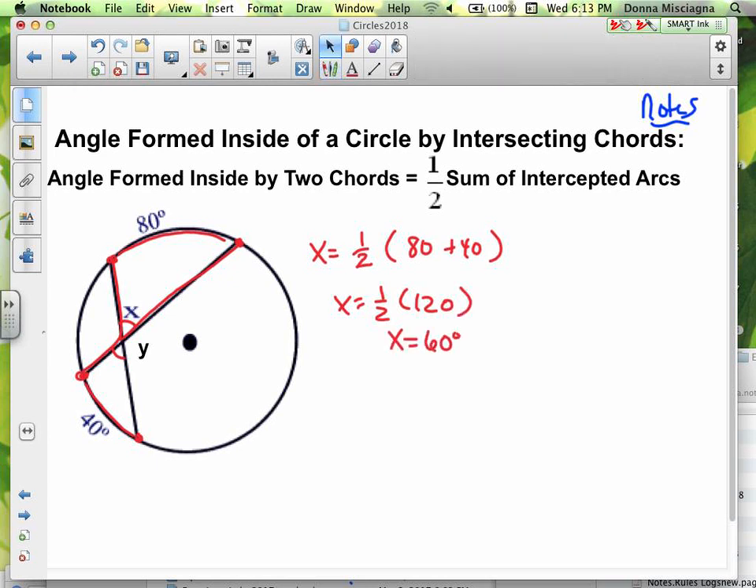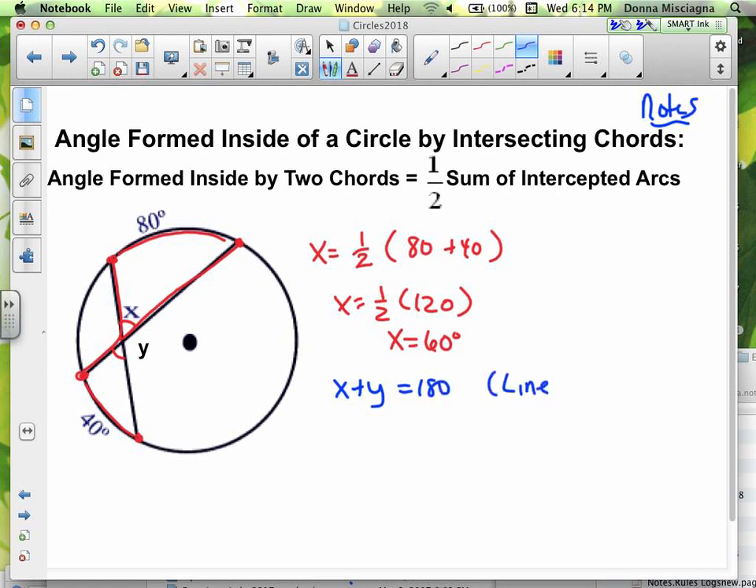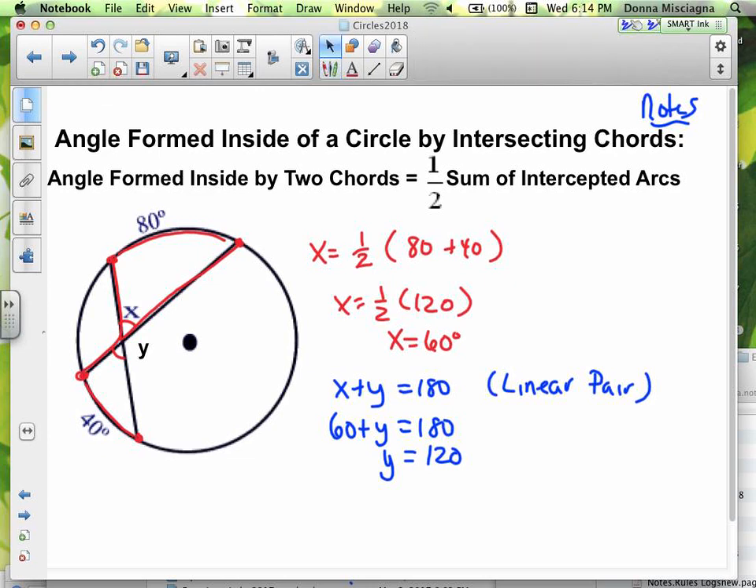Now, if we want to find the measure of y, we don't need the arcs, because we have a linear pair. Angle x plus angle y is equal to 180 because they form a linear pair. So we know x is 60. It's kind of like the other problem on the other page. If we subtract 60 from both sides, y is 120. This is probably in your notes because it says notes up there. I don't have the notes in front of me. And there we go. That's all there is to it.